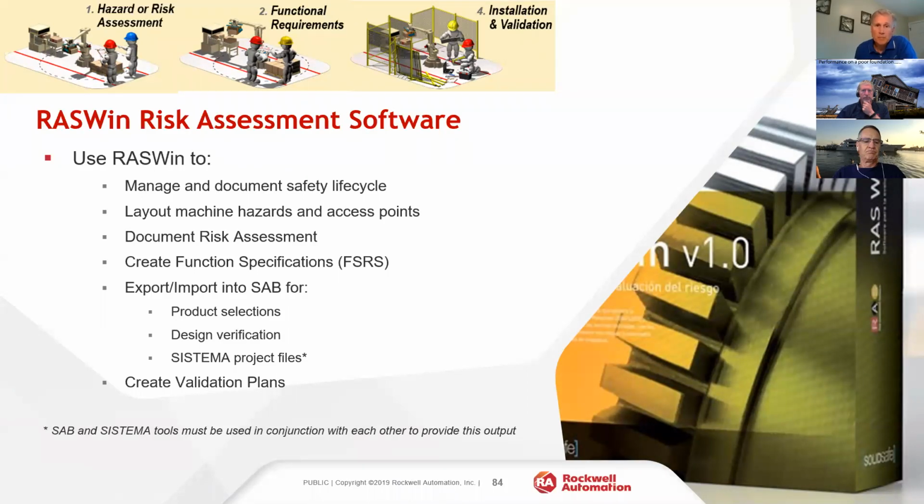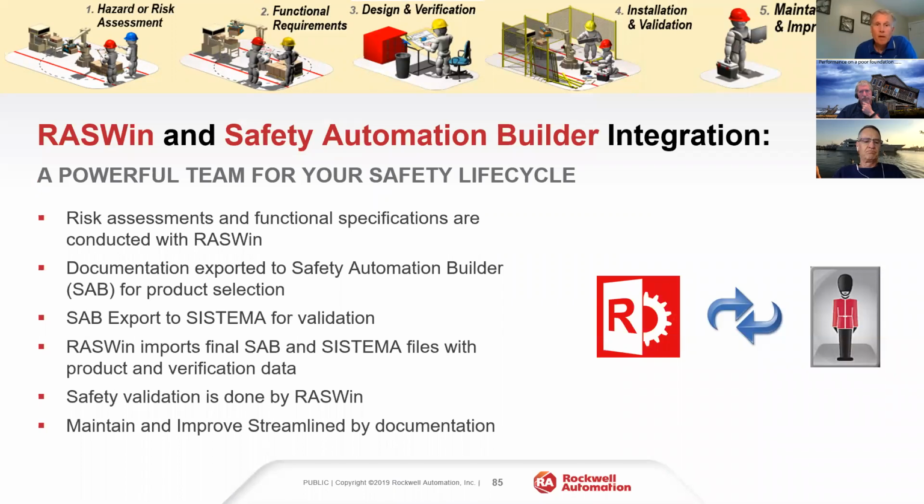For the third step, where we get into the design and verification, the process is covered by Safety Automation Builder, which links into Systema, remembering that they work together as one tool. It performs the calculations for your performance levels. It will let you know if you meet the level of performance that you desire. It can tell you why you didn't meet that level, and will also let us try to recalculate to see if we can actually reach that level.